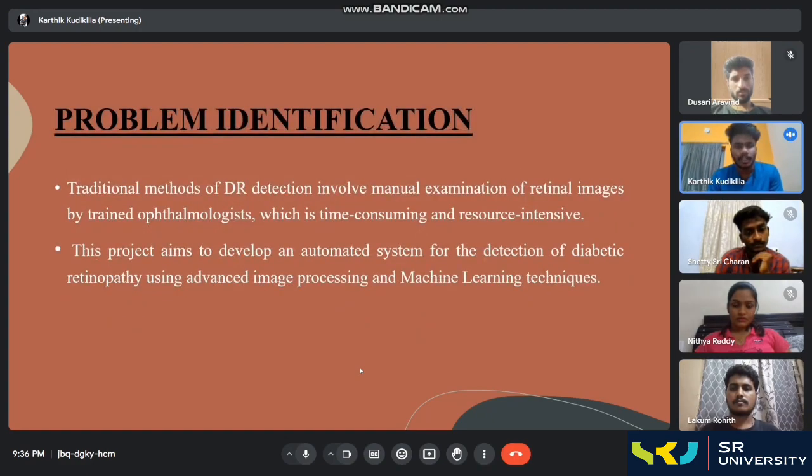Coming to the problem identification, traditional methods of DR detection involve manual examination of retinal images by trained ophthalmologists, which is time consuming and resource intensive. This project aims to develop an automated system for the detection of diabetic retinopathy using advanced image processing and machine learning techniques.